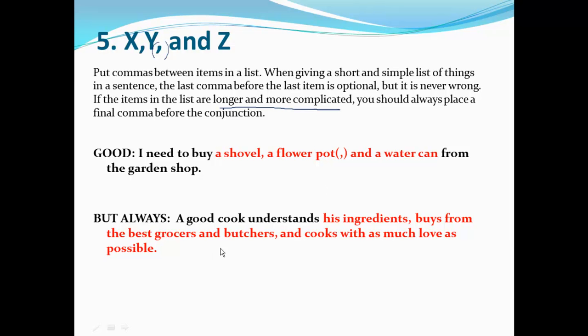It's still good. How about when the phrases become longer, like "understands his ingredients," a verb phrase, right? Do you agree? Starts with a verb. "Buys from the best grocers and butchers," that's another verb phrase. "Cooks with as much love as possible," that's another verb phrase. So when you have three verb phrases, and it doesn't have to be verb phrases always, it can be noun phrases, adjectival phrases. But when you have these items in a series, you need to have one comma here, another comma here right before the conjunction.